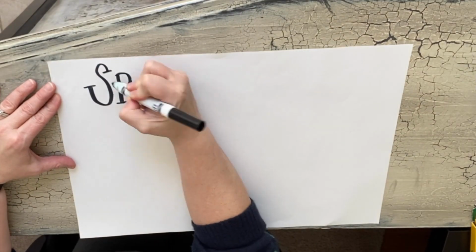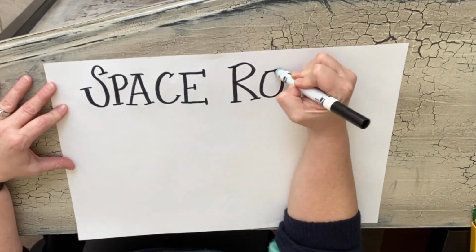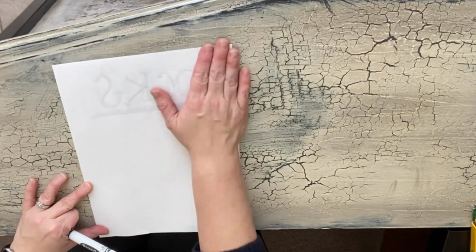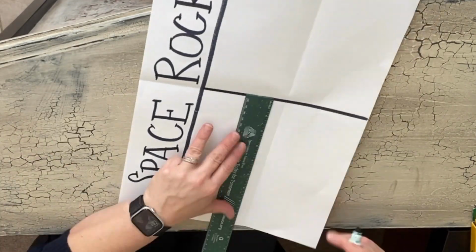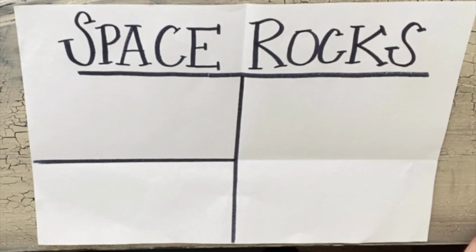Welcome to Space Rocks. Today we're going to review the space rocks that we talked about last week. And one of the ways I like to do that is by drawing. So I'm setting up my paper for us to review those space rocks from last week. I've got my paper all set up. I have the title, Space Rocks, at the top, and then 3 sections.